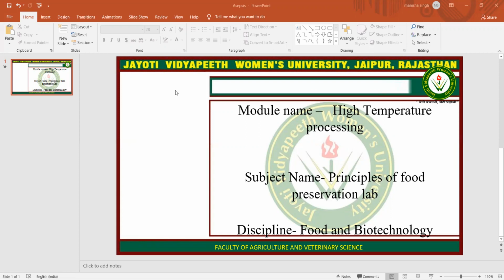The time-temperature combination for milk pasteurization is 63 degrees Celsius for 30 minutes, and 71 degrees Celsius for 15 seconds, that is HTST. For ice cream mix, LTLT is 71.1 degrees Celsius for 30 minutes and HTST is 82.2 degrees Celsius for 60 seconds.